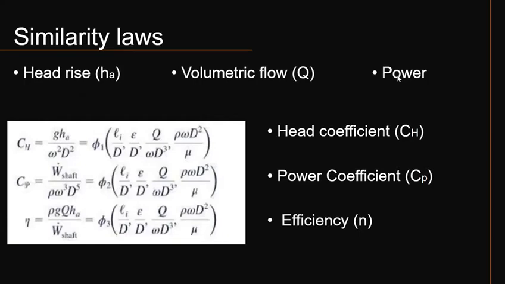The similarity laws allow us to relate two different pumps of the same geometry but different operational rotor speed and impeller diameter. The fundamentals of similarity laws are the dimensionless parameters called the head coefficient, the power coefficient, and efficiency. We can see that the head coefficient is related to the head of the system, the power coefficient is related to the shaft work put into the system, and the efficiency is given by the ratio between the work we get from the pump and the work that is put into the system.